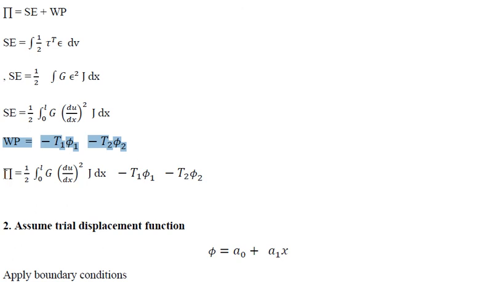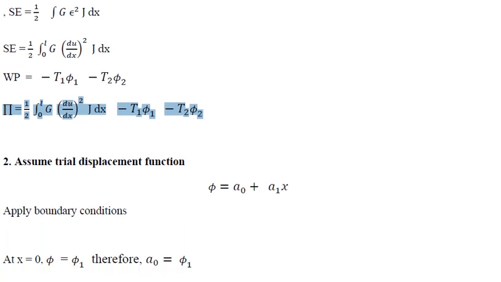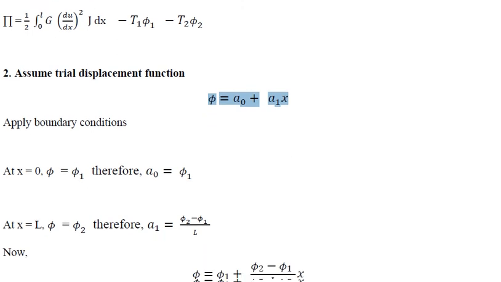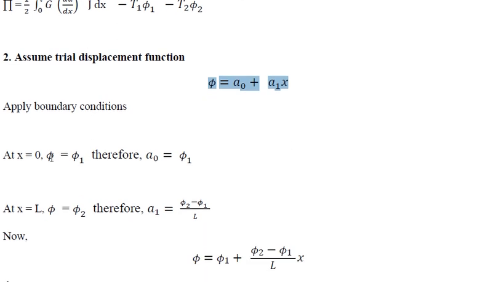So pi is SC plus WP, we have got that. Now we have to apply boundary conditions. Before applying boundary conditions, we have to assume a trial displacement function, that is phi is equal to A0 plus A1 into x. This is the trial displacement function where A0 and A1 are the generalized coordinates. Okay. After applying boundary conditions, at x is equal to 0, phi is equal to phi 1.